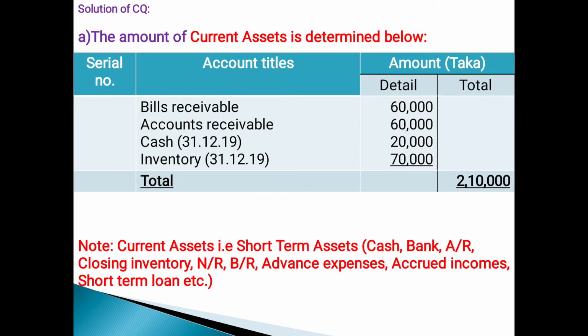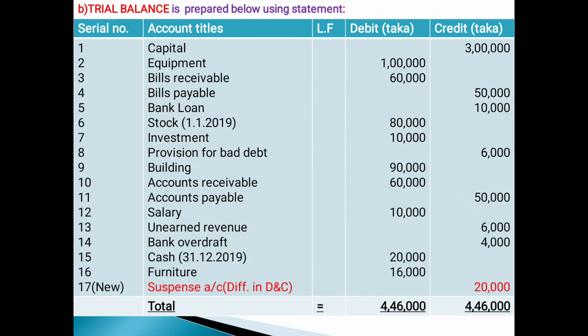Now we can go for solving requirement B, trial balance. At first you have to draw a format for preparing a trial balance. You know from the procedure or format of trial balance, totally 5 columns are to be used. Number 1, serial number. Second one, account titles. Third one, ledger folio or reference column. Fourth one, debit taka. Fifth one, credit taka.